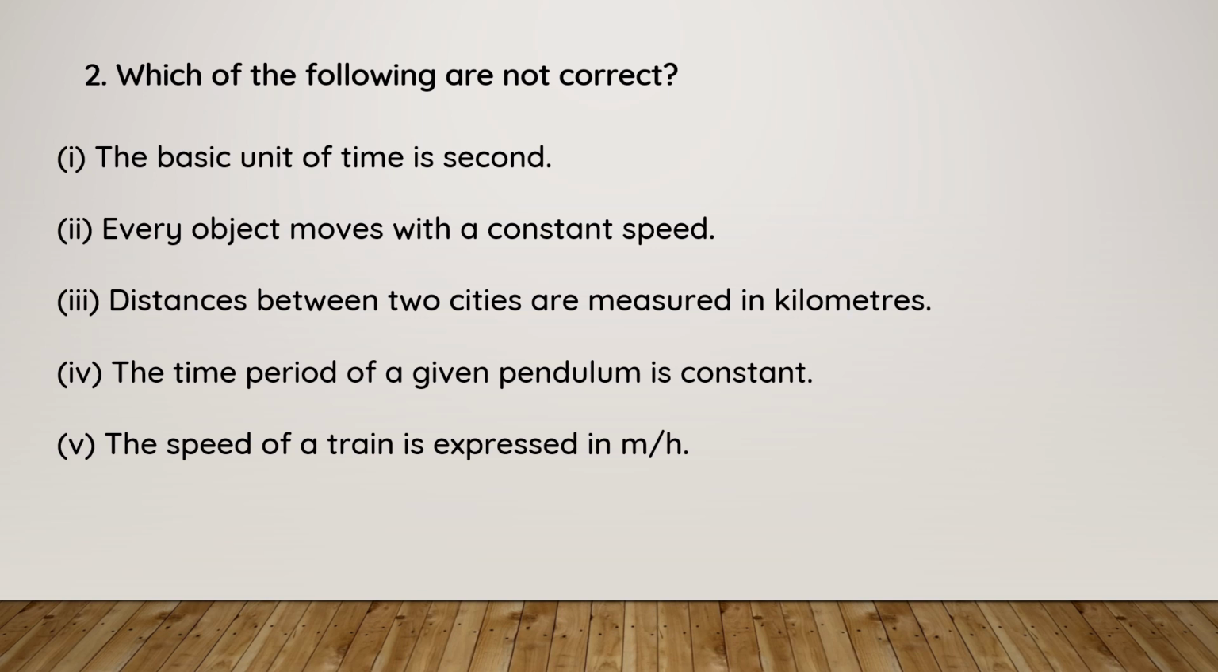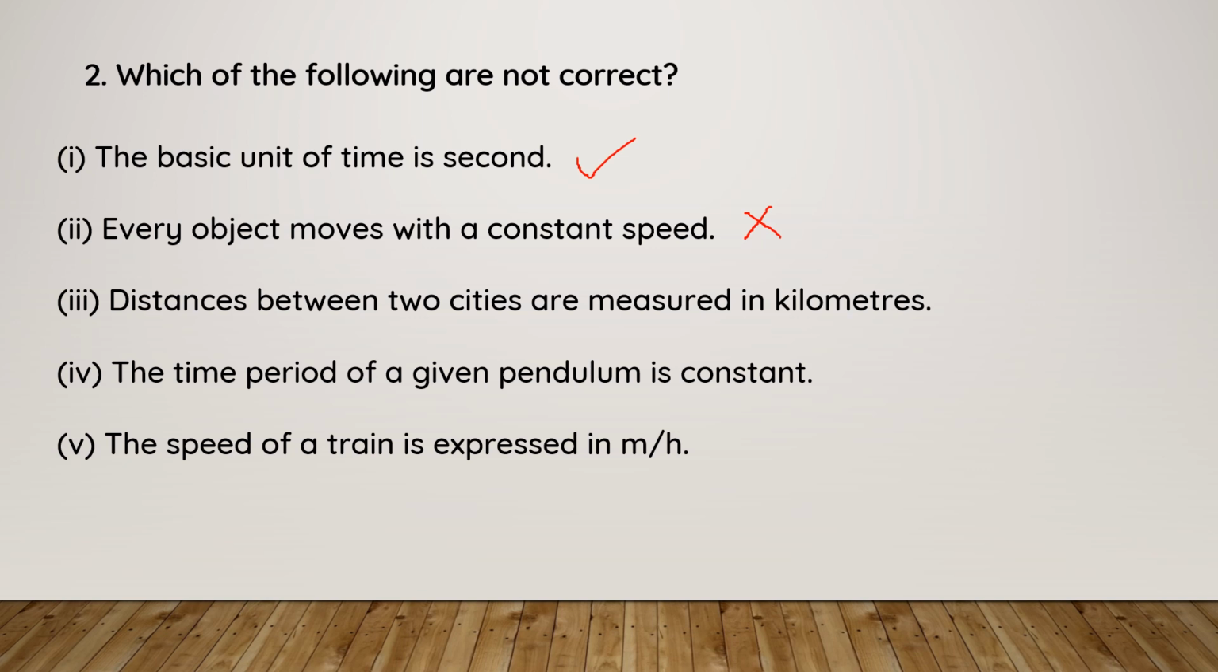Second question, which of the following are not correct? The first one, the basic unit of time is second. Yes, that statement is correct. And second one, every object moves with a constant speed. No. An object can move with a constant or variable speed. Any speed it can move. So this statement is not correct.